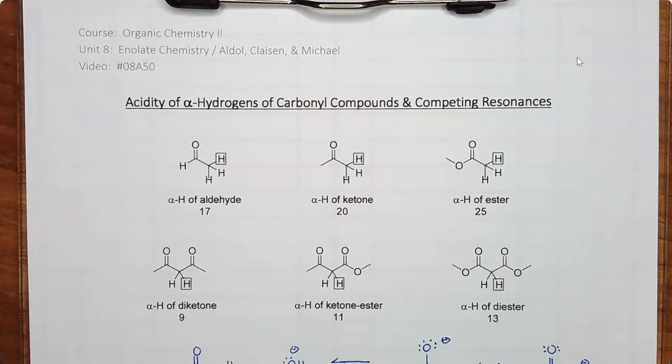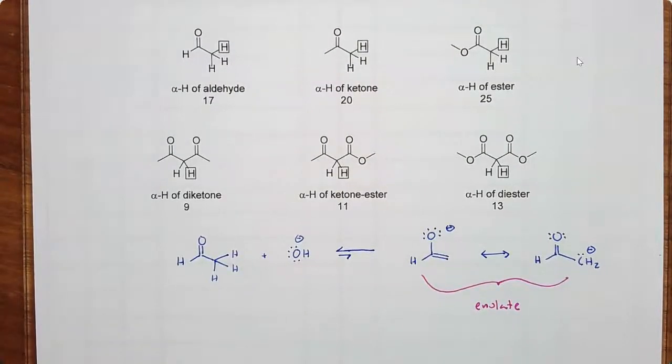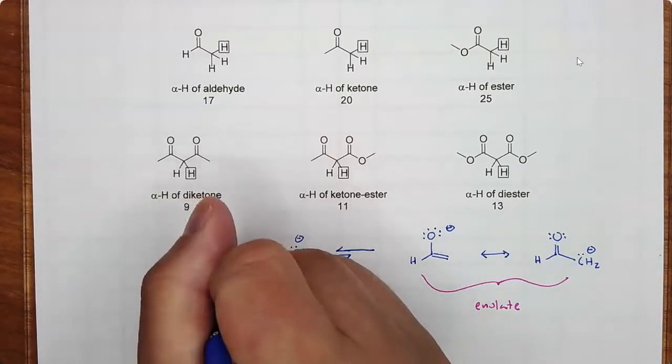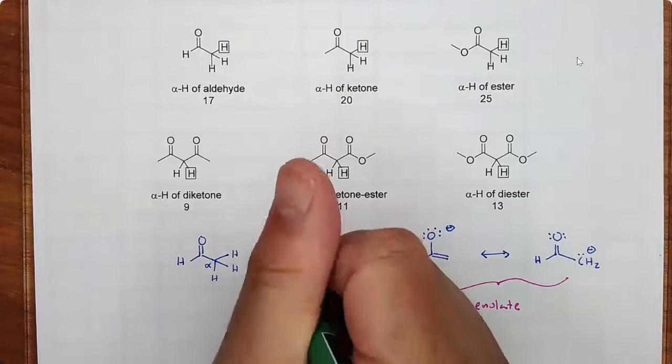Let me show you how the enolate is formed. Here I have an aldehyde, but this could be a ketone or an ester. There has to be a hydrogen at the alpha position, so the alpha position is the one next to the C double bond oxygen. Here I use hydroxide to remove that alpha proton.